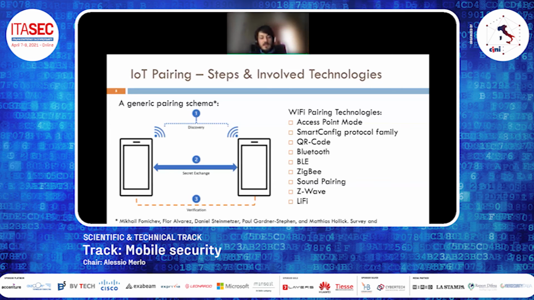Among the technologies and the protocols that could be involved in these configuration processes, we already analyzed in the past the security of the SmartConfig product family and ZigBee protocols in an Alexa home automation system. And as for this work, we will focus on a particular schema that involves just two technologies, namely the access point mode, also known as the soft AP, and an out-of-band channel, in this particular case, a QR code-based human-computer interaction.